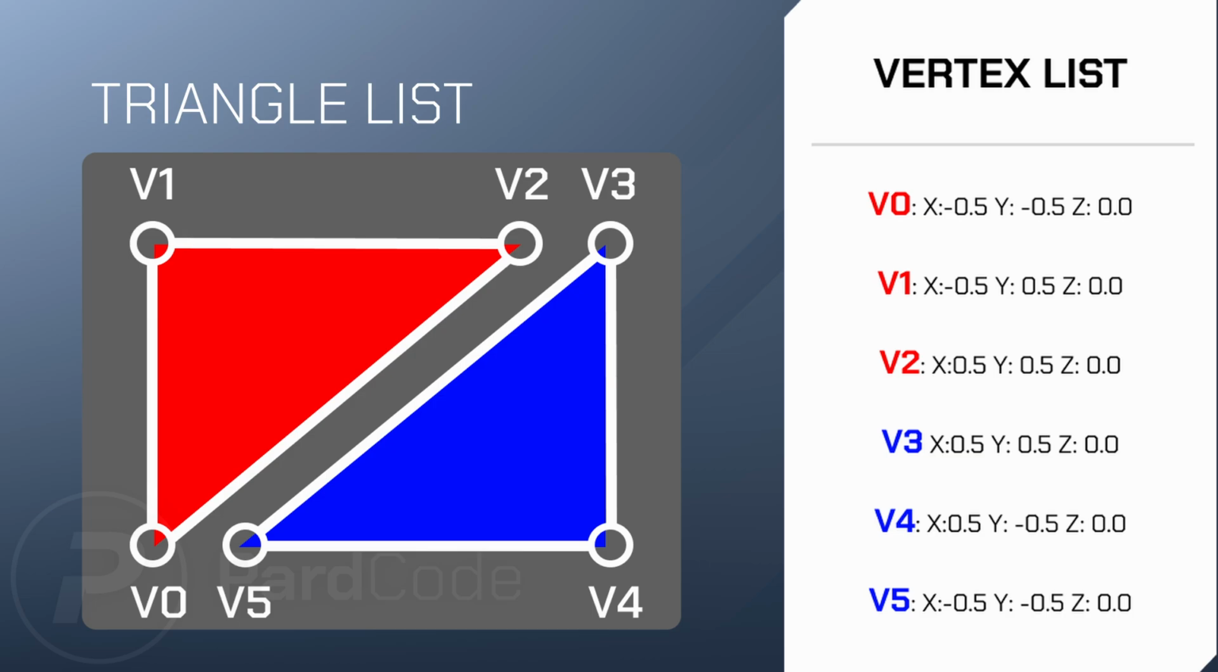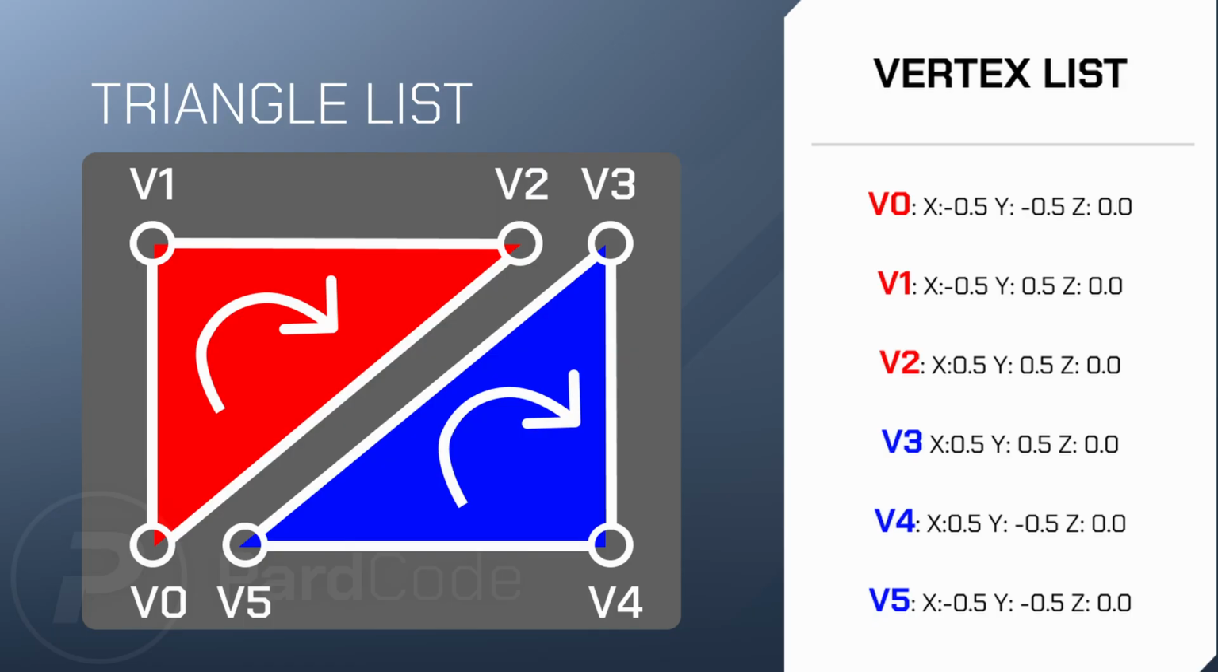Another important detail is the order in which we list these vertices. By default, Direct3D 11 renders the front face of a triangle only when its vertices are defined in a clockwise order. So, in our case, for the first triangle, the red one, the vertices should be ordered from the bottom left to the top left, and then to the top right. In other words, from vertex 0 to vertex 1 to vertex 2. Of course, we could also go from vertex 1 to vertex 2 to vertex 0 and so on, as long as the order remains clockwise.